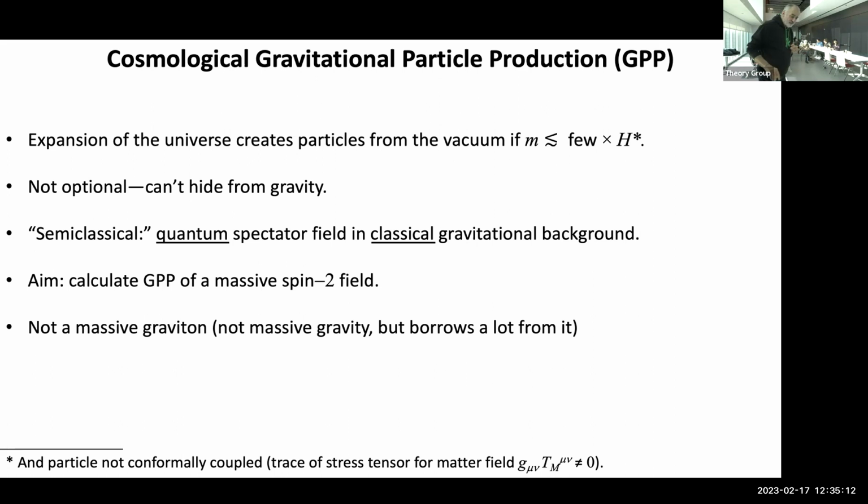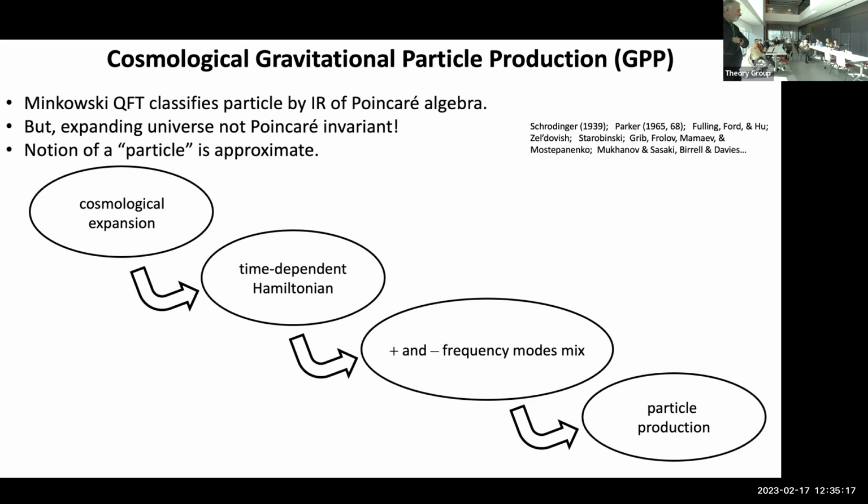All right, so the basic idea: when you teach or take quantum field theory, you usually only do Minkowski space, and you talk about particles, how they transform, what the irreducible representations of the Poincaré group are. But what you're usually not told is that the expanding universe is not Poincaré invariant. There is a time evolution in the expansion of the universe. And also the notion of a particle is sometimes approximate. So there's a cosmological expansion, which leads to a time-dependent Hamiltonian, which mixes the positive and negative frequency modes of the field, which we will interpret as particle production.